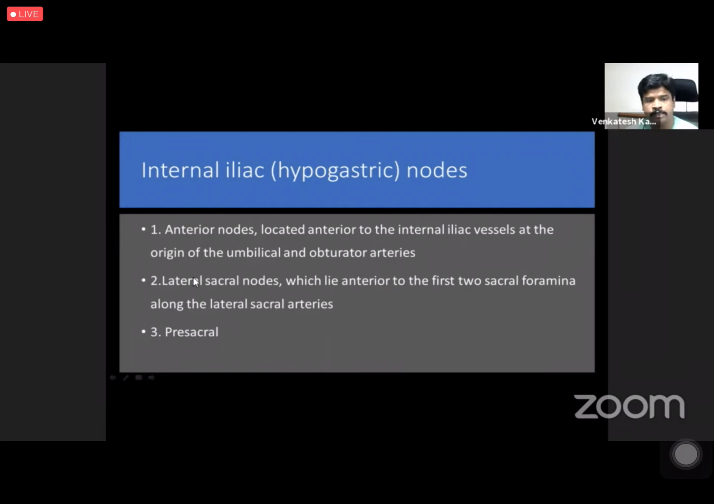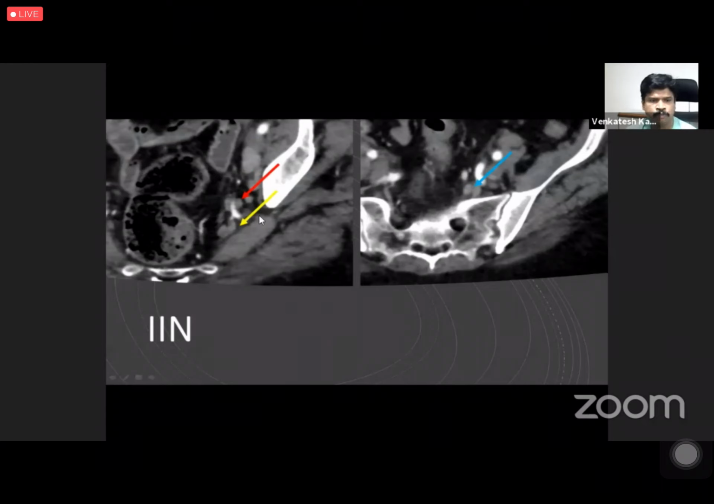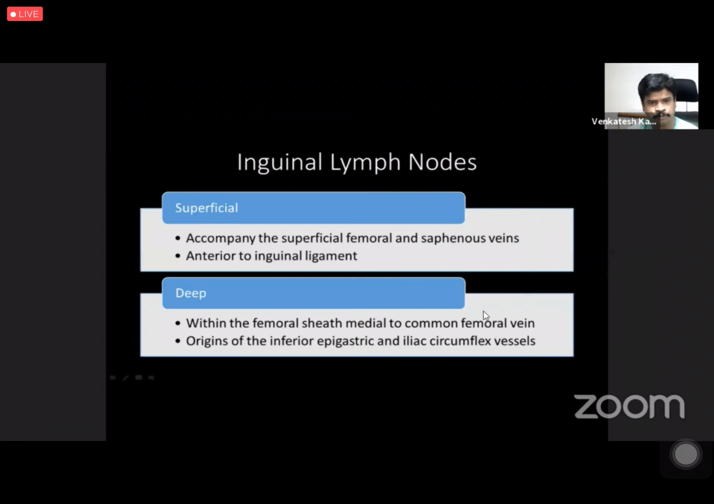arteries. The second set of lymph nodes is the lateral sacral group, which lies anterior to the first two sacral foramina along the lateral sacral arteries. So these are the lateral sacral nodes, which lie anterior to the first two sacral foramina along the lateral sacral arteries. And then the presacral groups are also included in the internal iliac nodes. In this example, there are multiple lymph nodes along the internal iliac arteries, and this is the lymph node we are discussing, the lateral sacral group, which is seen anterior to the first two sacral foramina along the lateral sacral arteries.